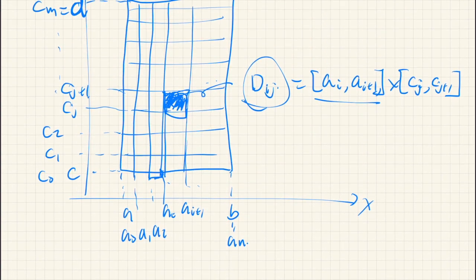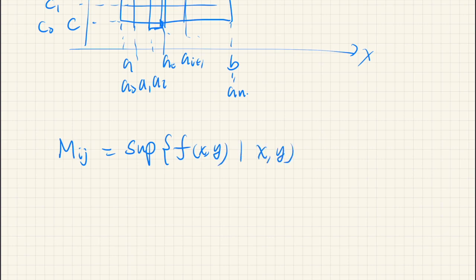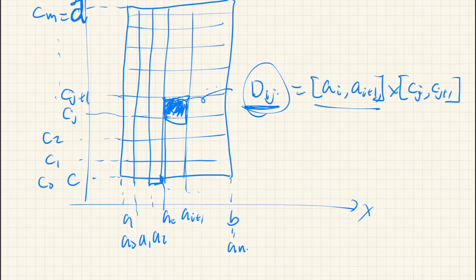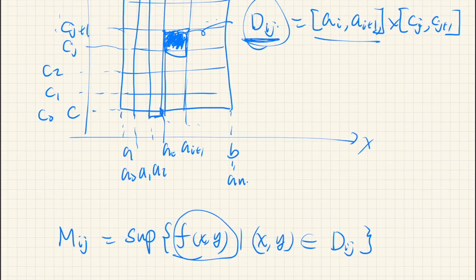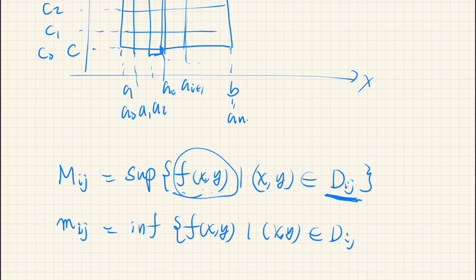And for each of these Dij's, we define the following quantity. Capital Mij is the supremum of the functional value f(x,y), where (x,y) is in Dij. Within this region, we search for the supremum, the lowest upper bound of f(x,y). Basically, this is something like the maximum value of f(x,y) on this region. Similarly, we define lowercase mij as the infimum of the functional value f(x,y), where (x,y) is in this region Dij. This is the greatest lower bound of the functional value on this region.